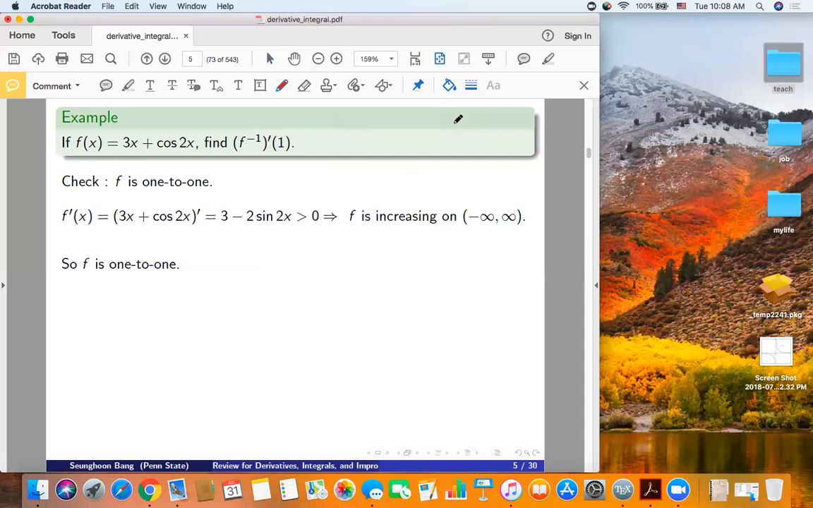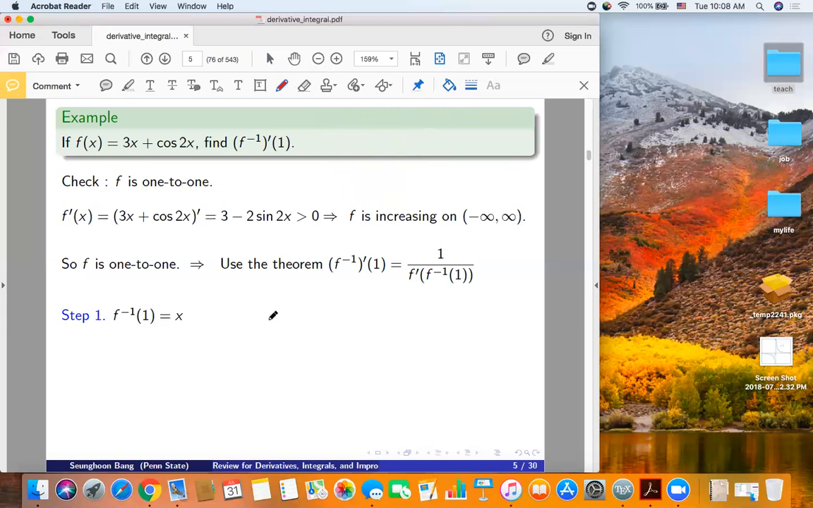So we can follow these steps. You can use the formula: this is the same as 1 over f prime of the inverse of f at 1. What's step 1? Find the inverse f of 1 first. Next, find f prime. The last one, the reciprocal. This is the whole idea. First, we think about the inverse f of 1.